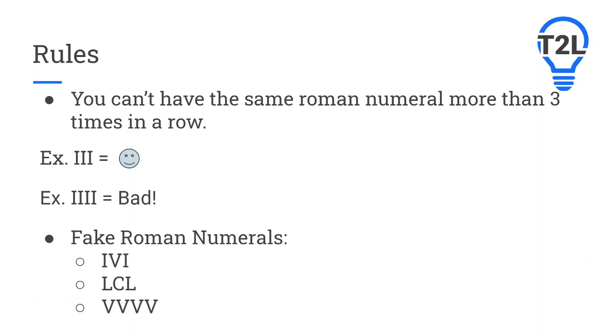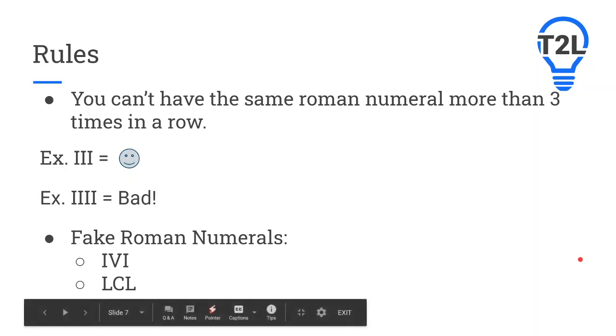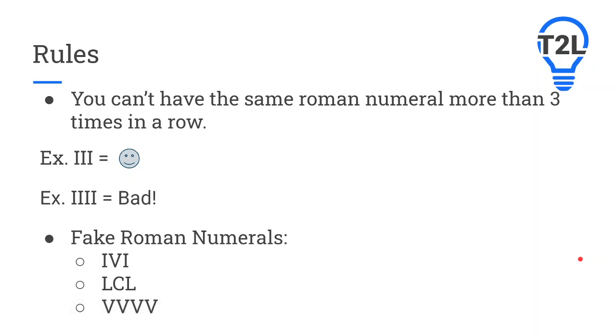And also, when writing Roman numerals, you want to be as concise as possible. This means you can't have extra or unimportant symbols. So for example, let's say you want to write 10. Well, you can't just write two V's because there's already a symbol for 10 and that's X. So that's what I mean by concise. You want to write your Roman numerals with the least amount of symbols possible.